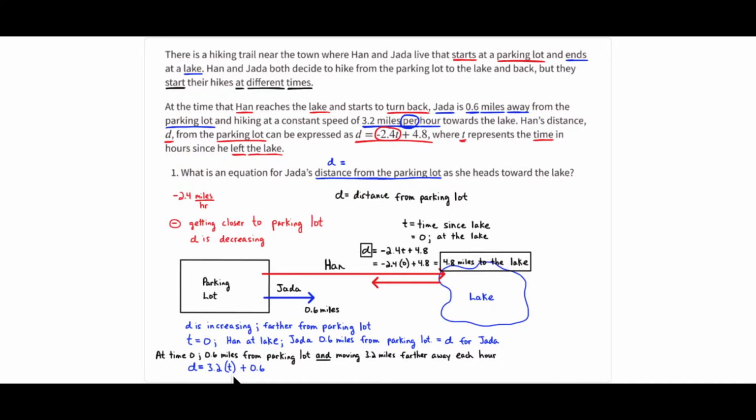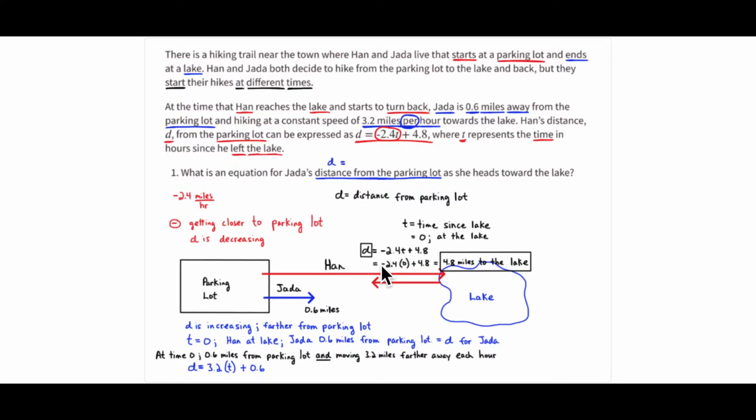This is time in hours. But at time 0, this term is equal to 0. So her distance from the parking lot at time 0, when Han reaches the lake, is 0 6/10. She's 6/10 of a mile from the parking lot at time 0. So her equation can be written as distance from the parking lot is 3 2/10 times t plus 0 6/10.